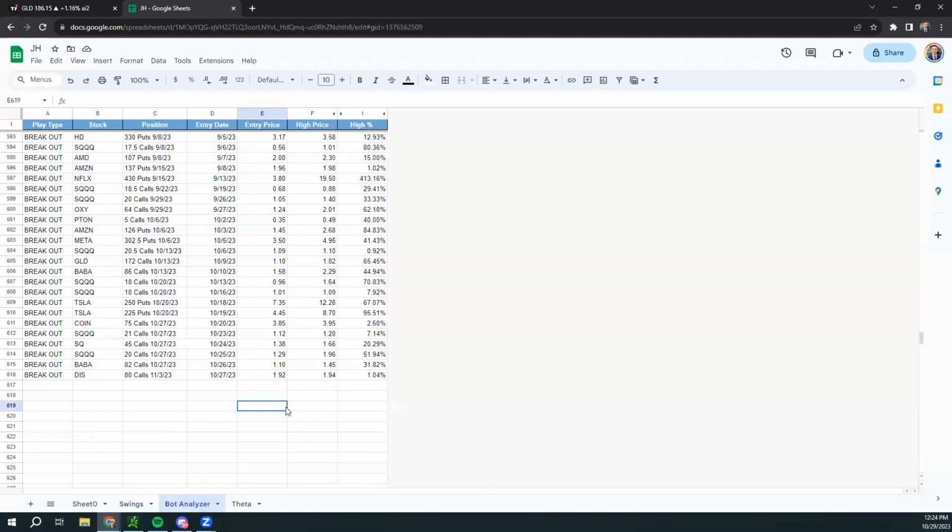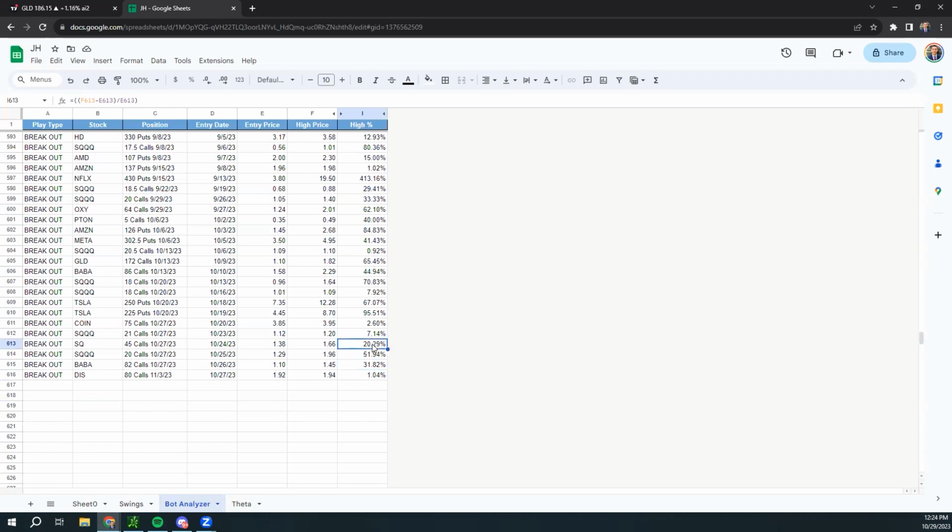Shifting over into the hybrid bot plays. This week was decent. It wasn't the best week ever, but it definitely wasn't bad. Monday's play with SQQQ was definitely a dud, and then Friday's play with Disney was also a dud. But Tuesday, Wednesday, and Thursday's plays worked out pretty well.